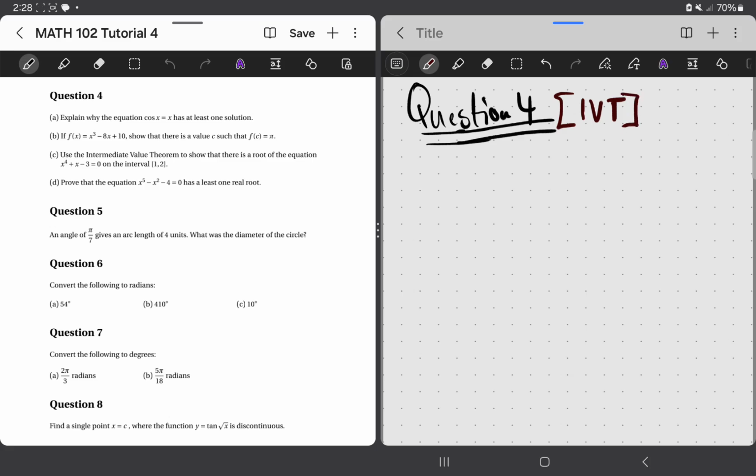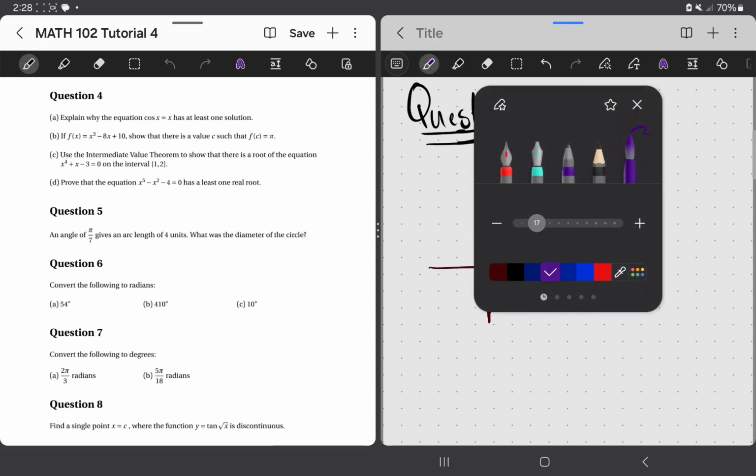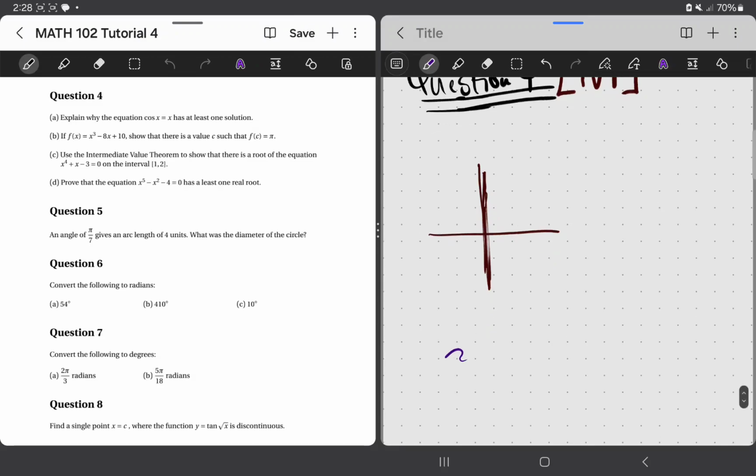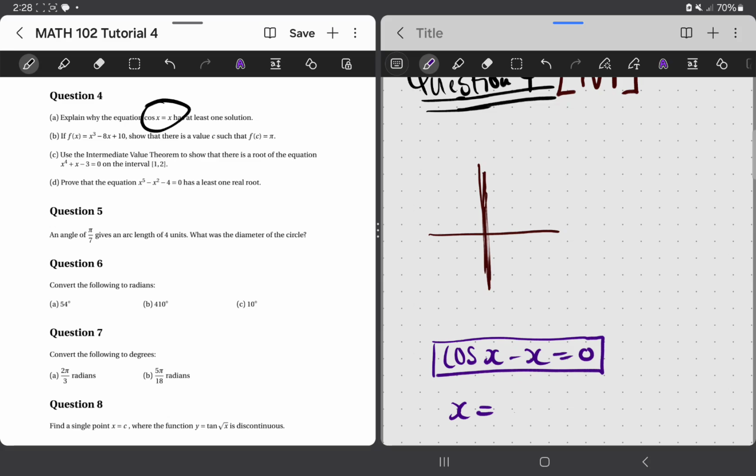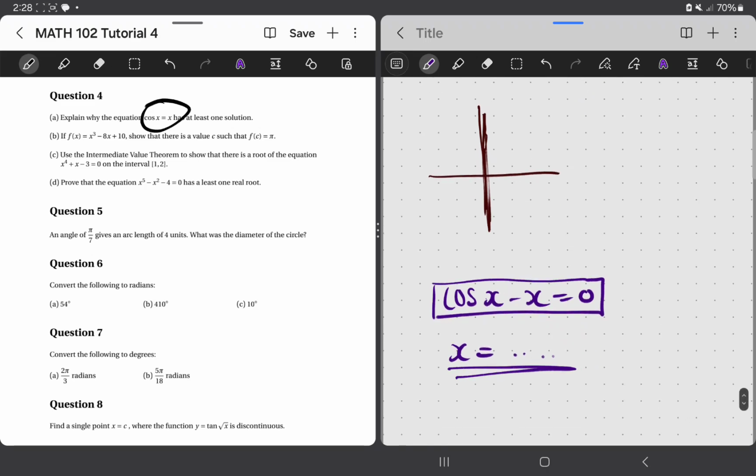Intermediate just means in the middle, okay? So it's a theorem which tells you something everybody should know. When we have an equation and we get a solution, it's like when we make an equation equal to 0, like here where we have cos x minus x. If we say cos x minus x is equal to 0 and we find solutions for x, even if there are 2 solutions, a solution is also called a root.